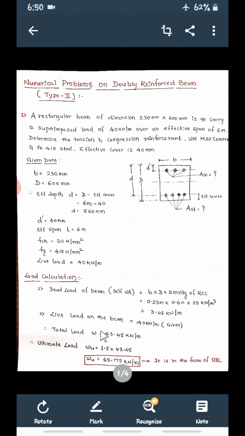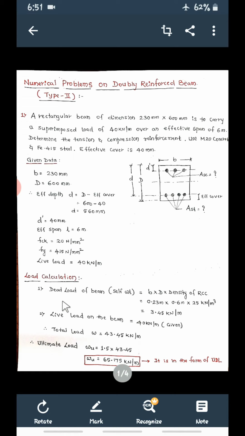This is working load. If you multiply by 1.5, we'll get factored load or ultimate load. So wu is equal to 1.5 into 43.45. So directly we'll get wu, which is equal to 65.175 kilonewton per meter. So this total load will be in the form of UDL, which is acting over the beam.